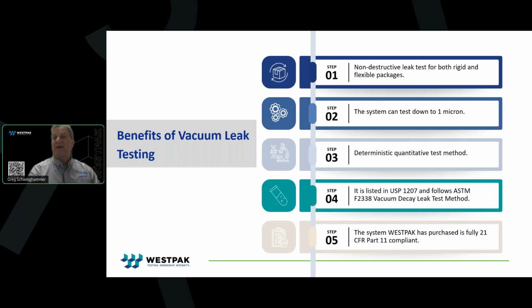The vacuum decay test method is listed in USP 1207 as an applicable test method for detecting leaks in non-porous, rigid, or flexible packages. It's also part of ASTM F2338, and both test methods are recognized by the FDA for your 510K submissions. It is a trusted standard for ensuring integrity of sterile medical, pharmaceutical, and food packaging. The system Westpac purchased is also fully 21 CFR Part 11 compliant.